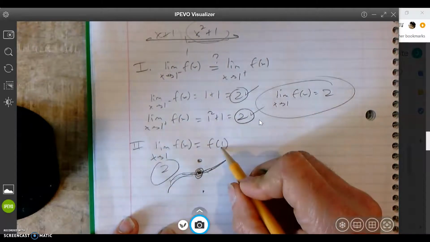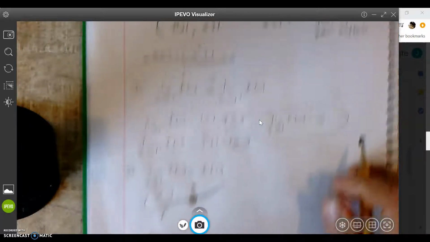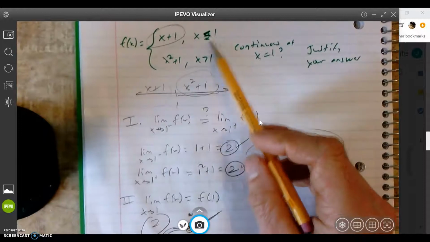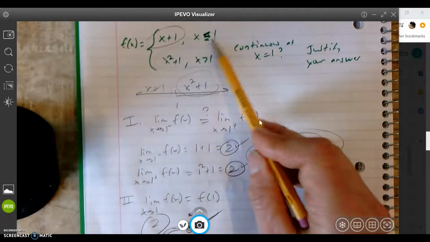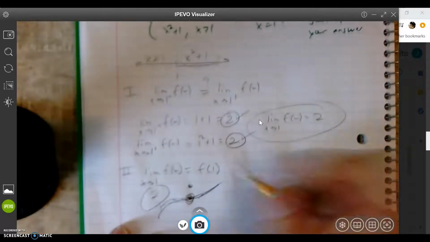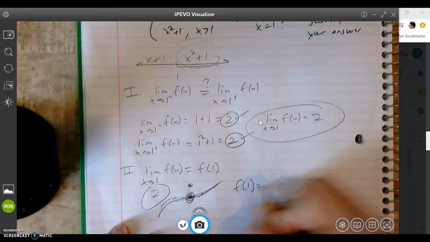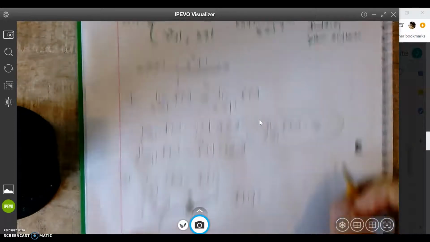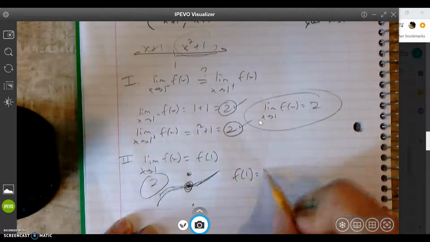We got that from the last part, f of 1. So I go back to my original problem. Where is it equal on the domain? That's right here, so I do this. Yeah, it's redundant, but I'm going to do it anyway. F of 1 equals this part here, so it's 1 plus 1.